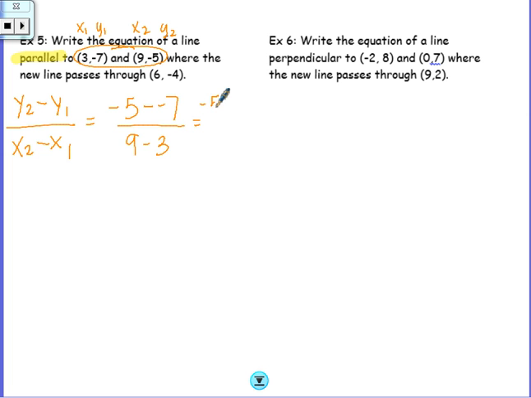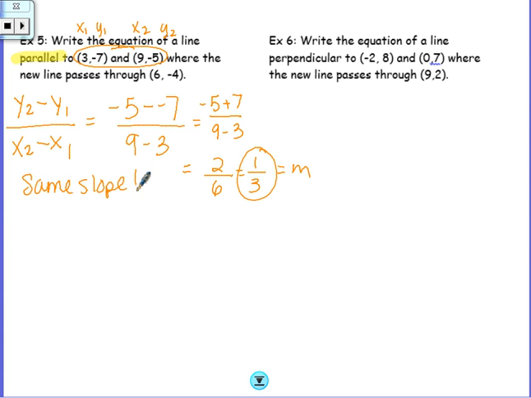And we know 2 negatives make a positive. Negative 5 plus 7 is 2. 9 minus 3 is 6. 2 over 6 reduces to 1 over 3. So that is our slope. Since we need a parallel slope, if our original slope was 1/3, then our parallel one has the same slope, so we get to keep the slope of 1/3. And now I need an equation that has a slope of 1/3 and goes through the point (6, -4).